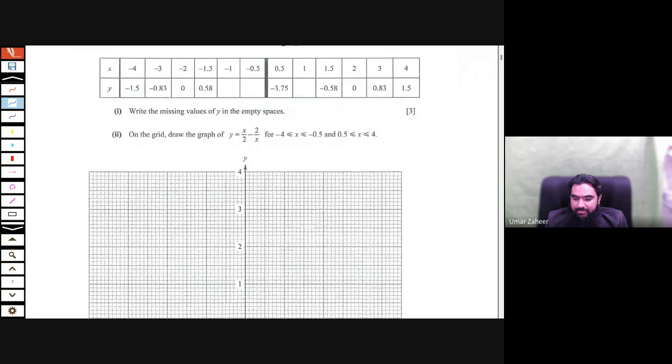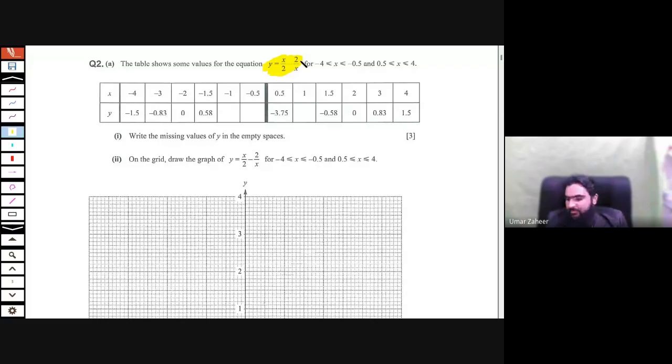Here the grid is already given. The function is y is equal to x divided by 2 minus 2 divided by x. Everyone, please substitute -1 here and tell me the final answer. Substitute -1 and -0.5, because we have to find the missing values.